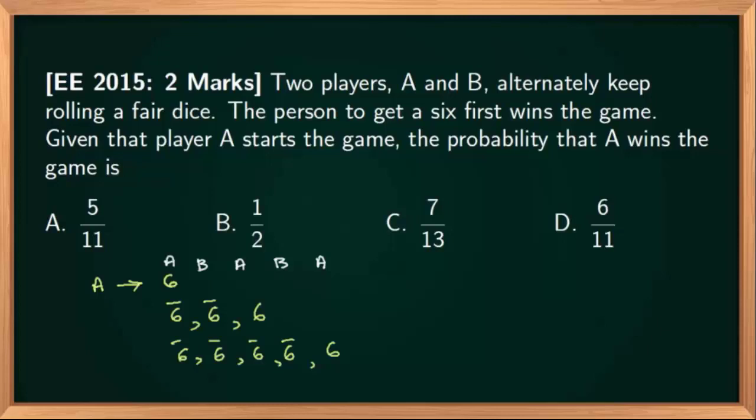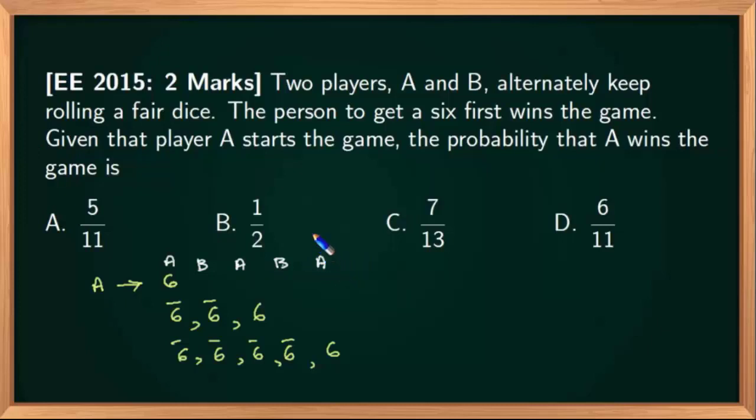Two players A and B alternately keep rolling a fair dice. The person to get a 6 first wins the game. Given that player A starts the game, what is the probability that A wins the game? So A first starts the game, then B plays, again A plays, then B, then A. That's the way they play the game.